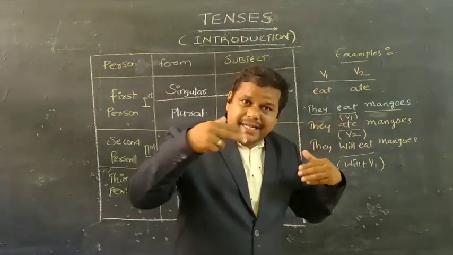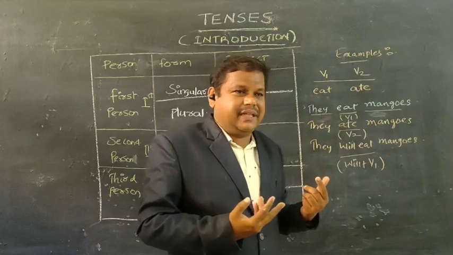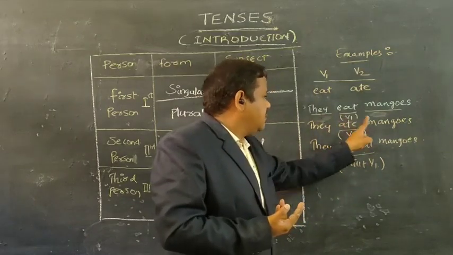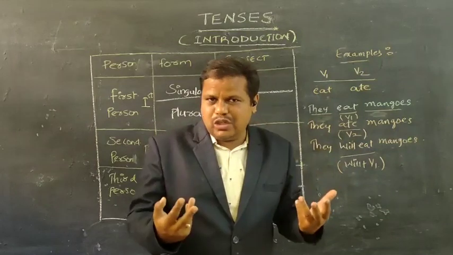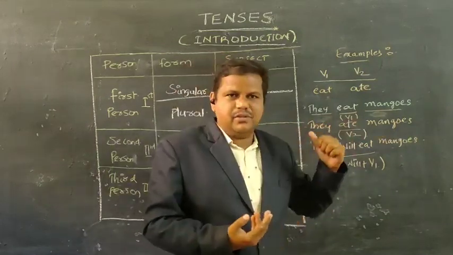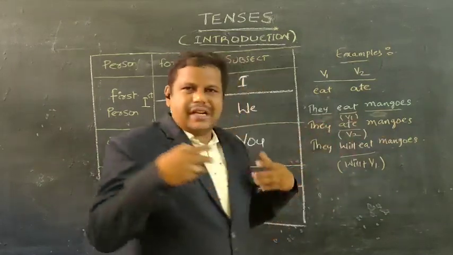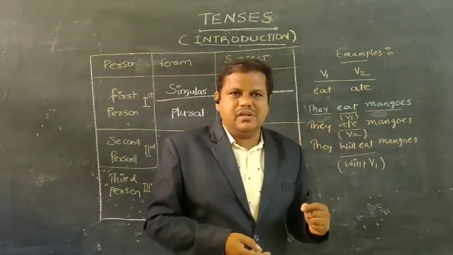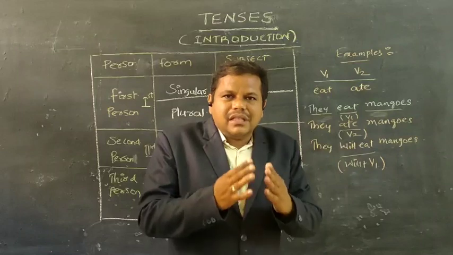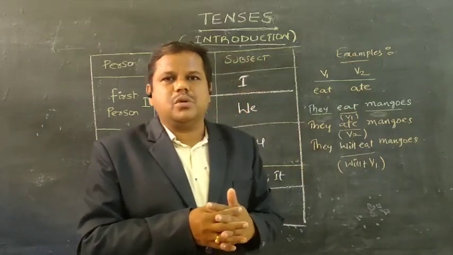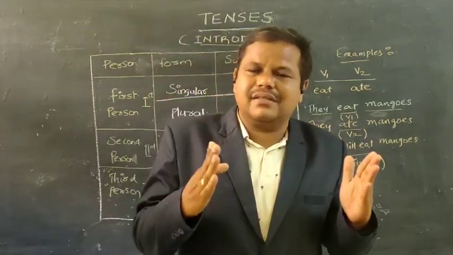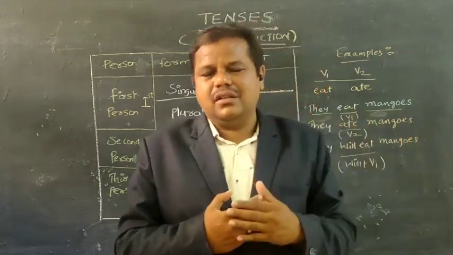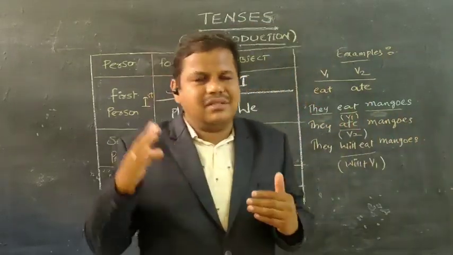Whereas, when you want to write in the past tense with the same sentence, we can write with ate. They ate mangoes. When you want to write with the future tense, how will you write? They will eat mangoes. So, these are simple examples which show that you can write a tense in the form of present, past, as well as future. Hope you understood this concept.